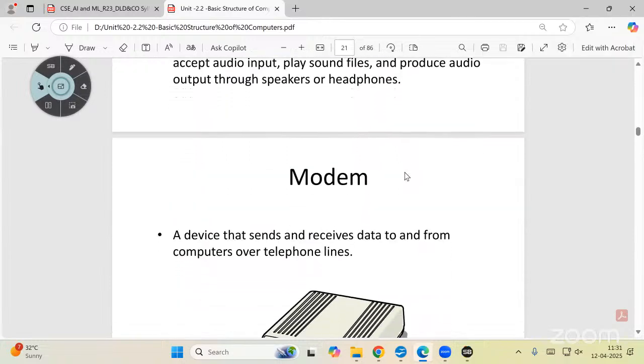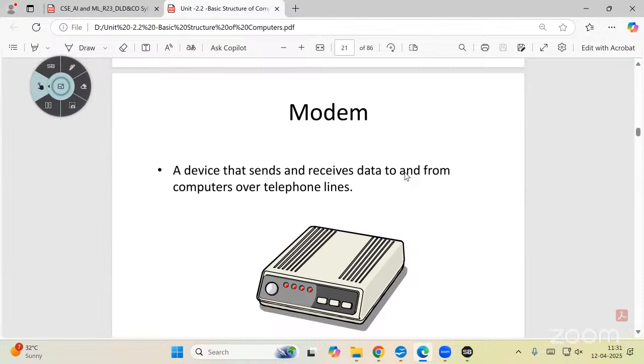Then modem. What is the use of modem? Modem stands for modulator and demodulator. Modulator and demodulator. What is the use of modem? A device that sends and receives the data to and from computers over telephone lines.